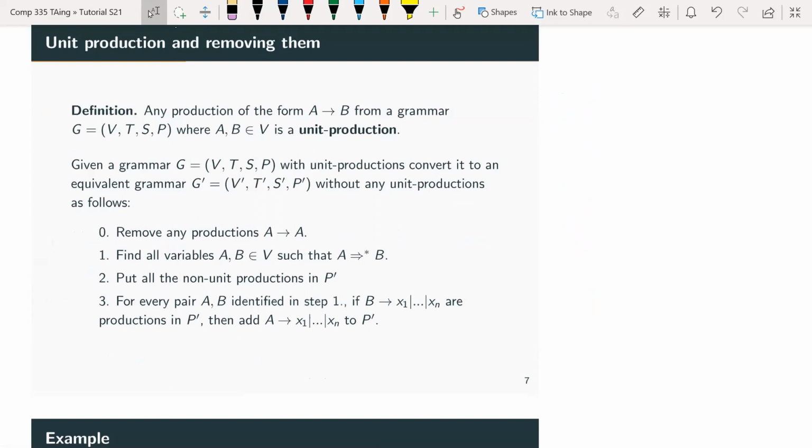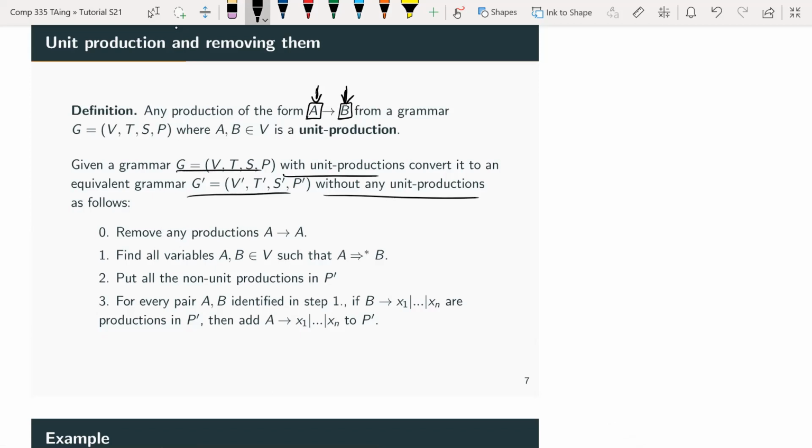Okay, so now we're going to look at unit productions, and then I'll come back to that example in a second. Before removing unit productions, let's define what a unit production is. A unit production is any production of the form a variable on the left and a variable on the right. So there has to be a single variable on the left and a single variable on the right. Given a grammar G with unit productions, we can always convert it to an equivalent grammar G prime without any unit productions.